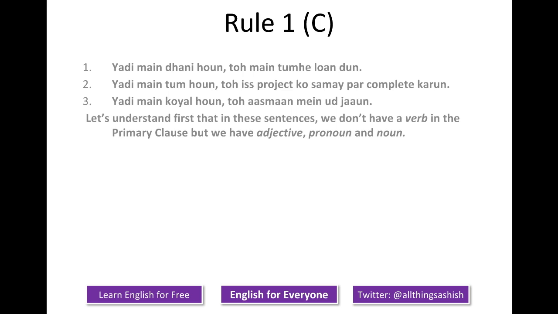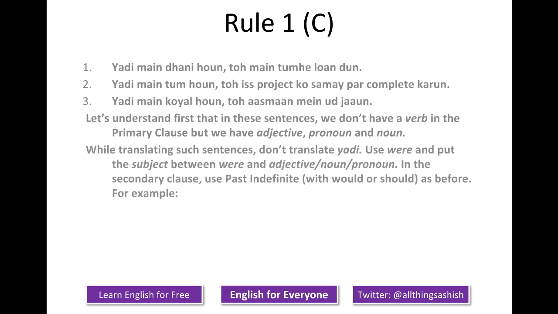Let's understand first that in these sentences we don't have a verb in the primary clause, but we have adjective, pronoun and noun respectively in the above 3 sentences. While translating such sentences, don't translate yadi. Instead, use were and put the subject between were and adjective, noun or pronoun. In the secondary clause, use past indefinite with would or should as before.